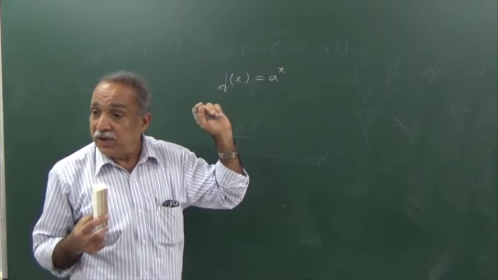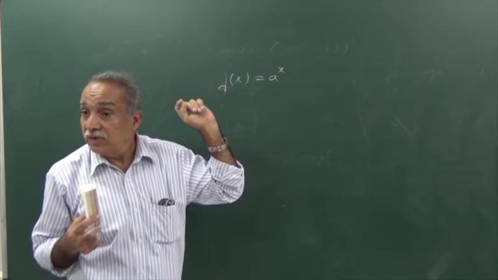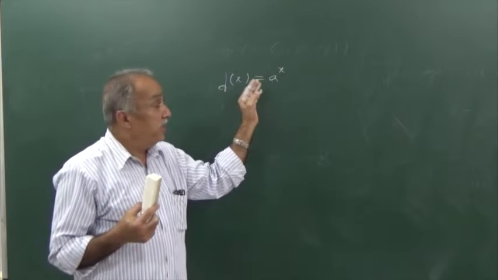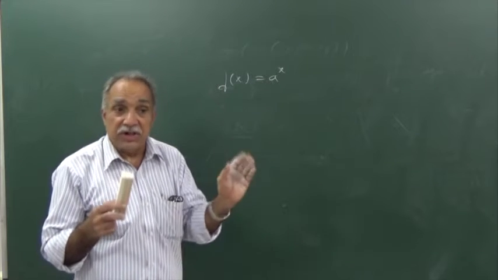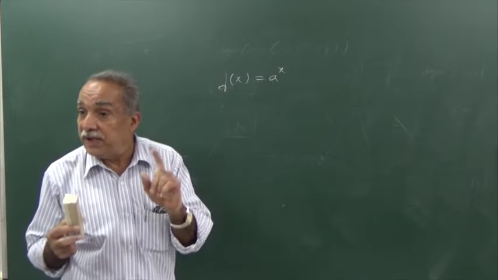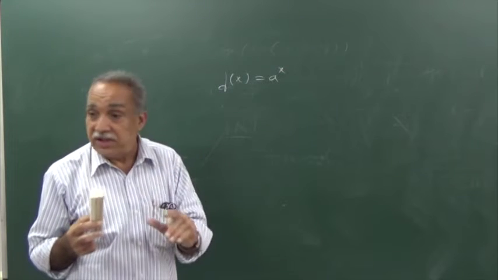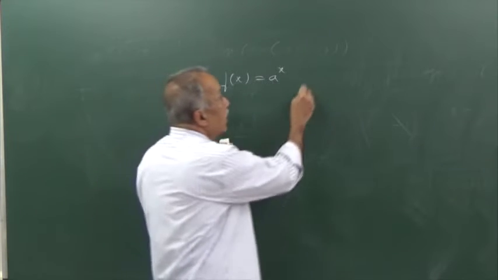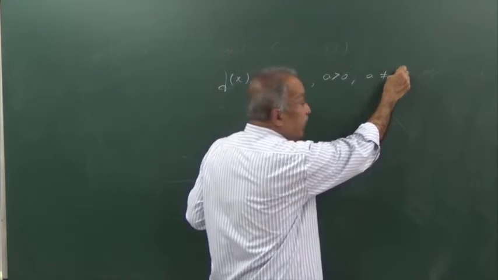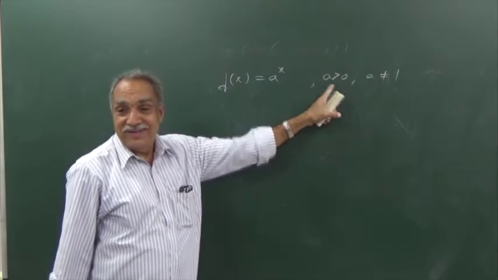No. Can a be negative? Suppose a is minus 2. Will it have a meaning when x equal to half? No. So, we demand that in order that this may be meaningful for a considerable set of values of x, a must be positive. Also, a must not be equal to 1, to exclude trivial possibilities. When will this become a trivial thing? 0 I have already excluded.